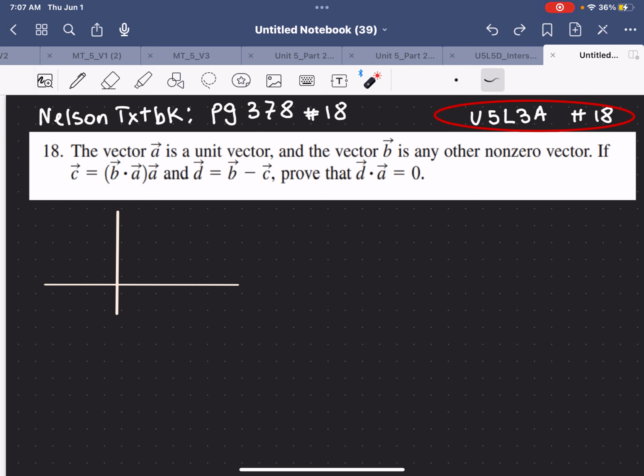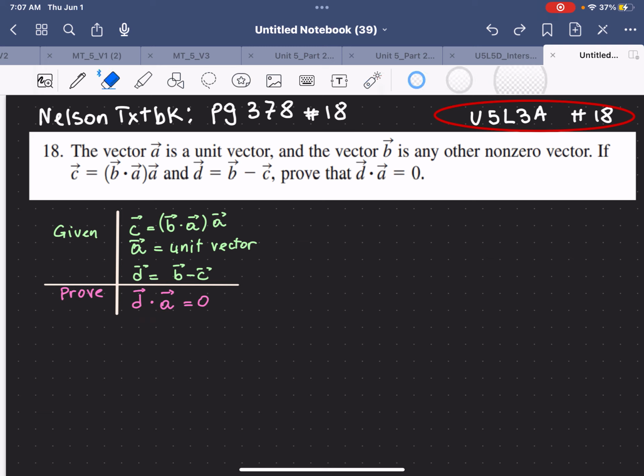So on the first row, I'm going to write the given information. We are given that C equals B dot A times A. We are given that A is a unit vector. And we're also given that vector D equals the difference between B and C. We are asked to prove that D dot A is equal to 0.